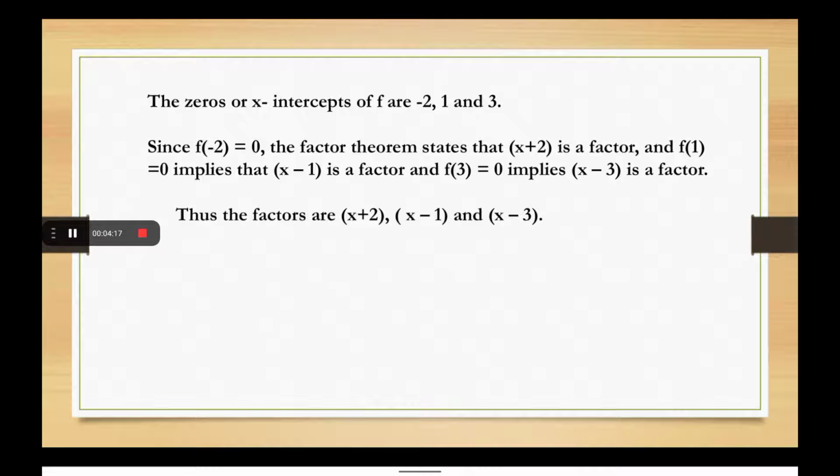That means f of minus 2 equals 0, and by the factor theorem, x plus 2 is a factor. And f of 1 equals 0 implies x minus 1 is a factor. And f of 3 equals 0 implies x minus 3 is a factor. There are 3 factors. I hope you understand this example.